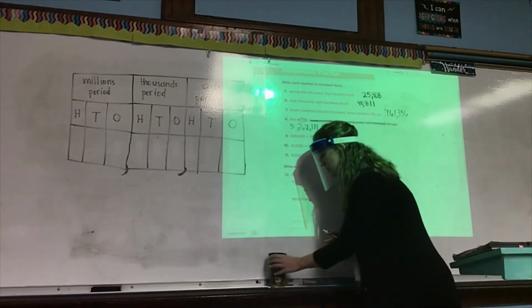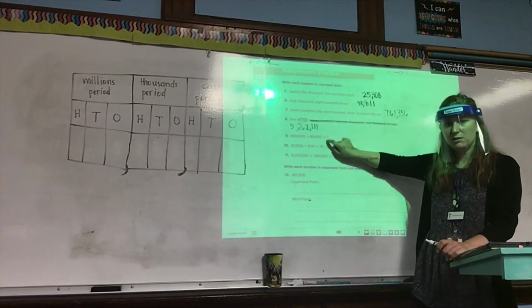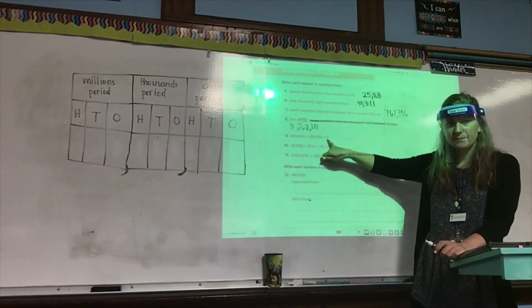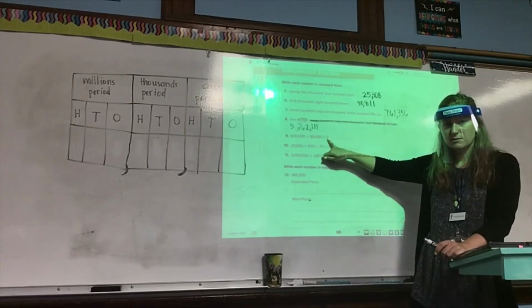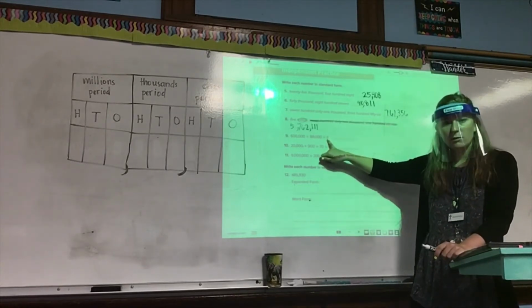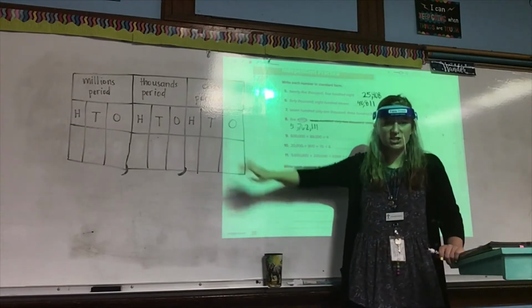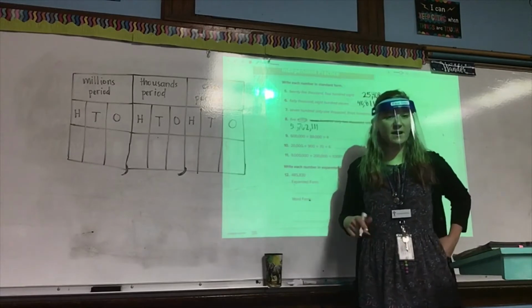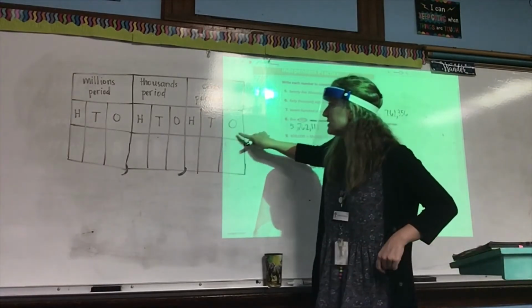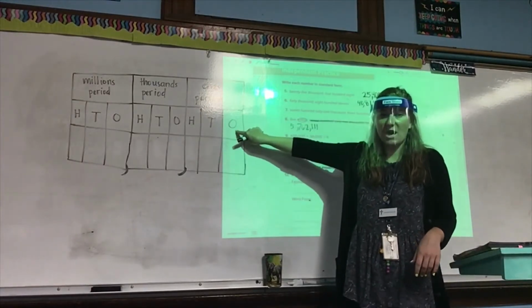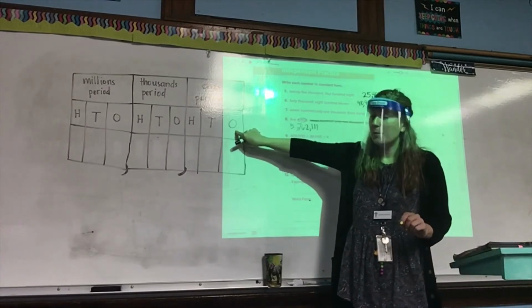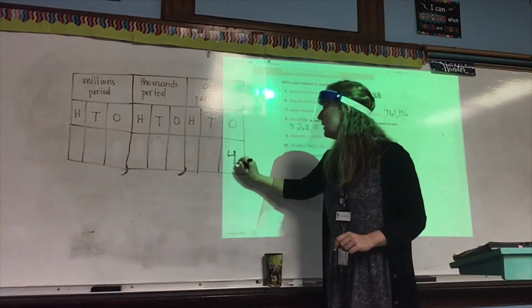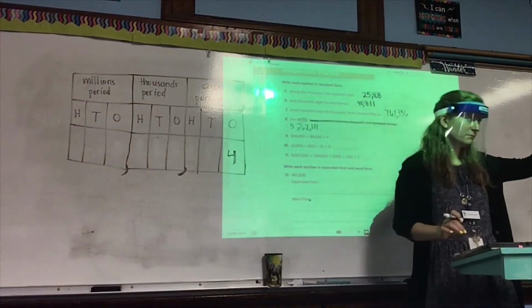Carla, we have a 4. How many digits are in this number 4? 1. What is the only place with 1 digit? Carla? The 1 period. Not the ones period. Remember, ones period includes all of these. This is the ones, not period, but place. The ones place is the only place with 1 digit.